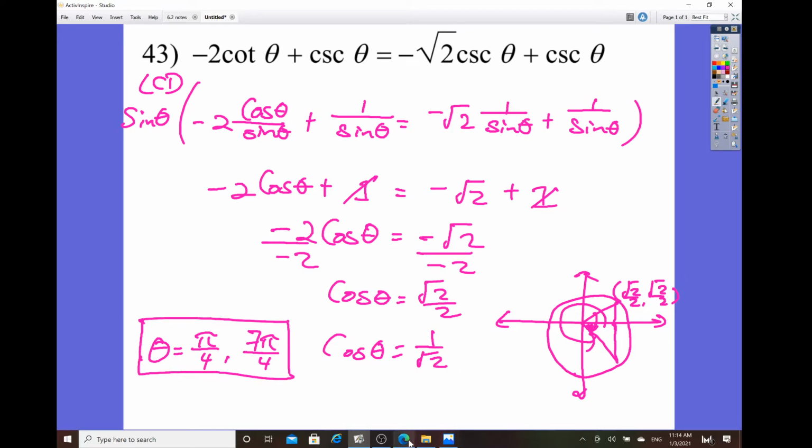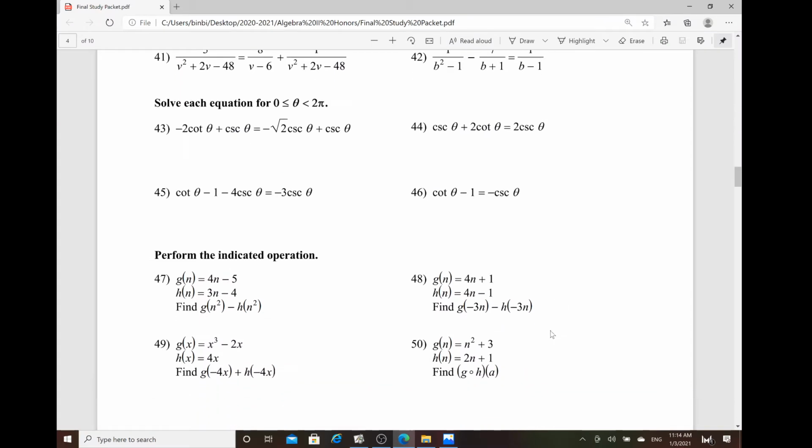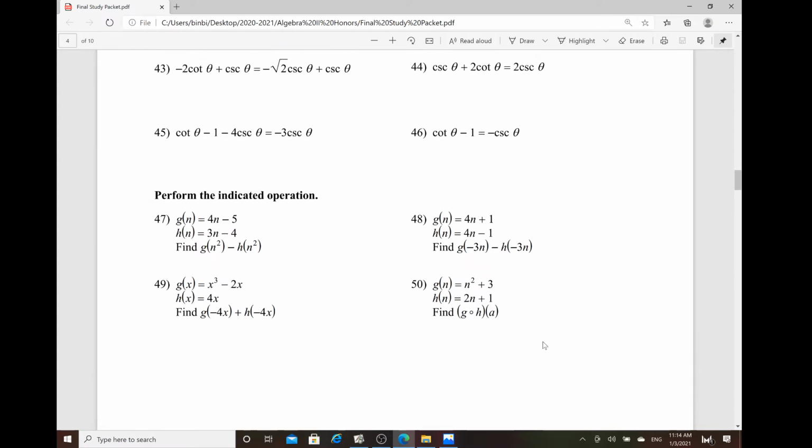Now let's see what else we have on the template. Perform the indicated operations. This one is all about the composition of functions: f of g of x, or g of f of x, or g of h of n, or h of g of n. They're quite similar. Let's look at the one with the little open circle right in between, number 50. Composition means you need to plug the new variable into the function. Let me snip that one.